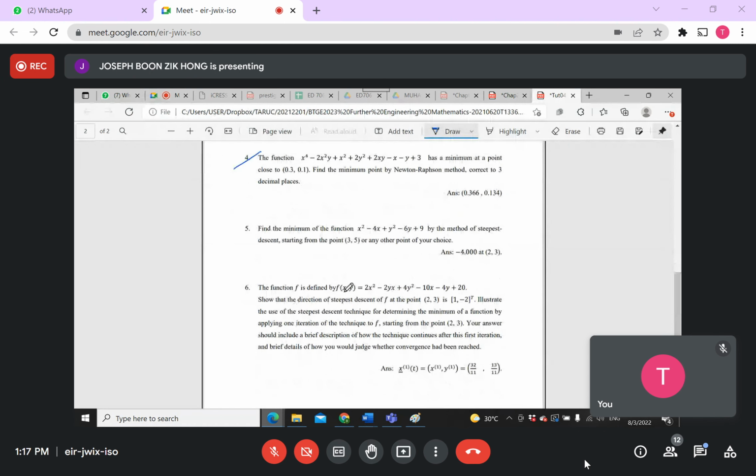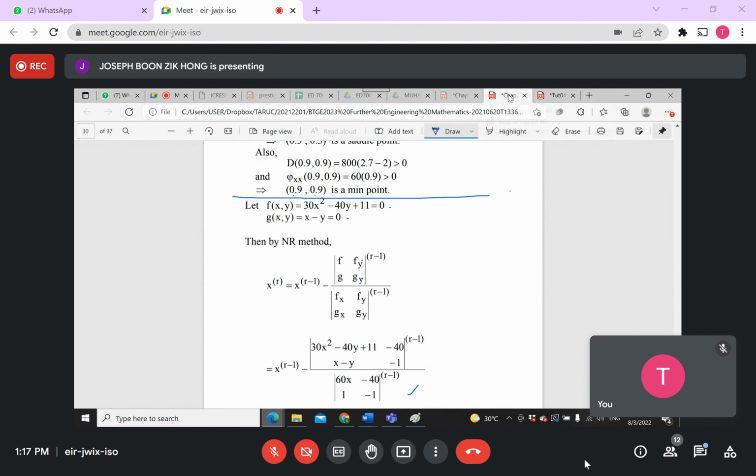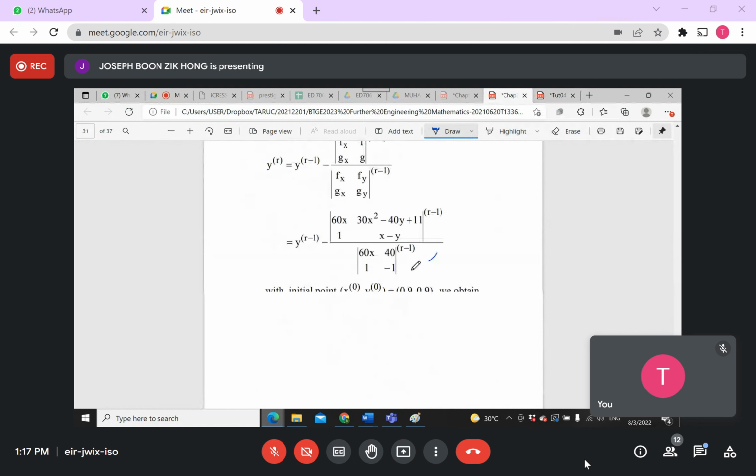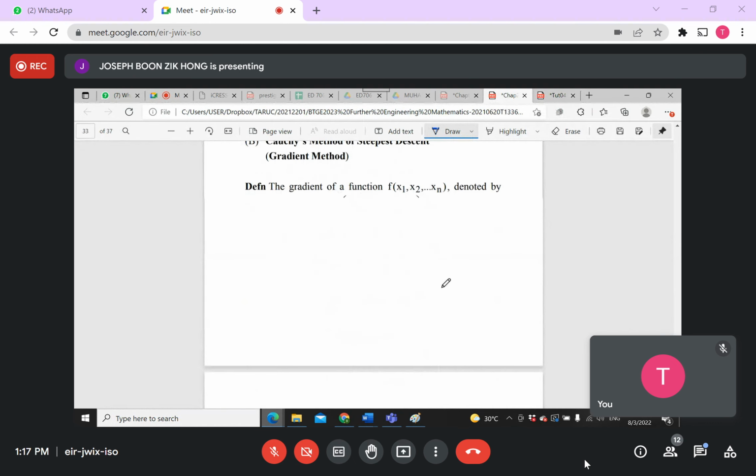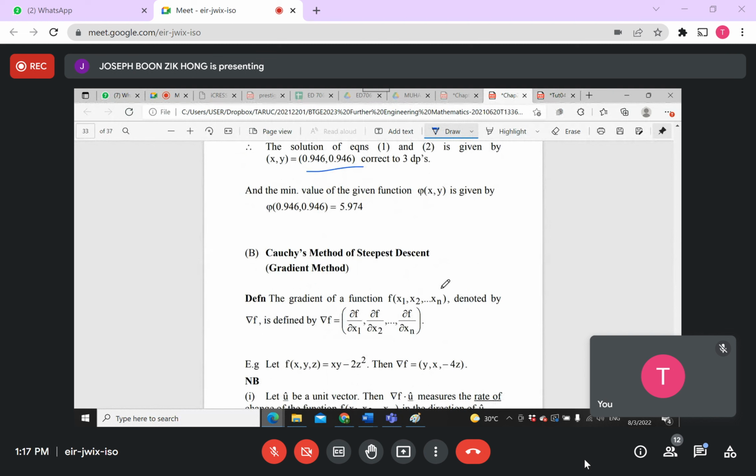Tutorial questions 5 and 6 will be another method. So we continue the lecture first. This is the Newton-Raphson method. Next one is the Cauchy method of steepest descent, sometimes we also call it the gradient method.